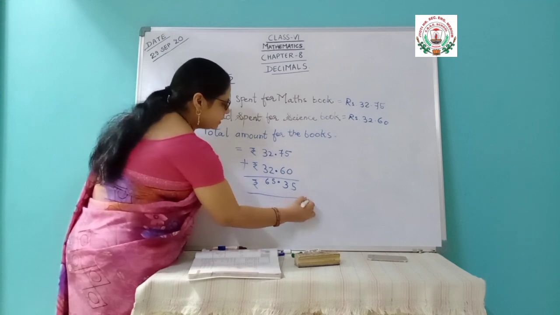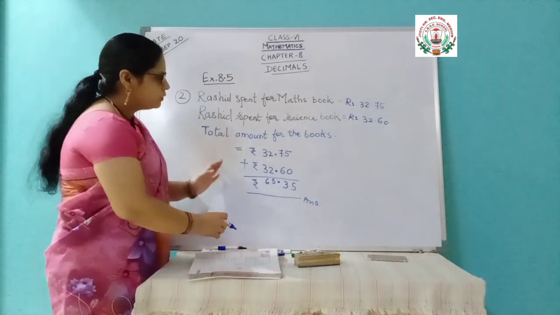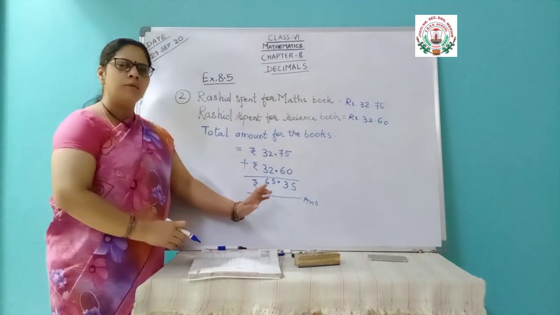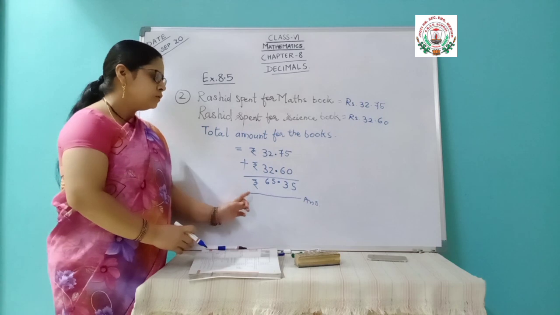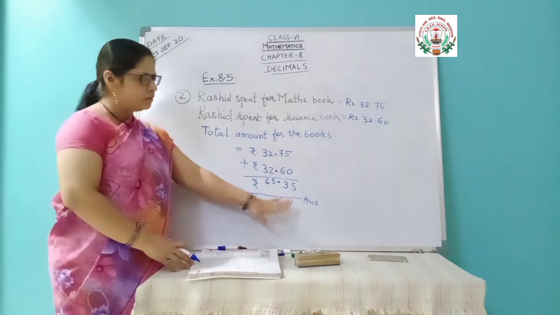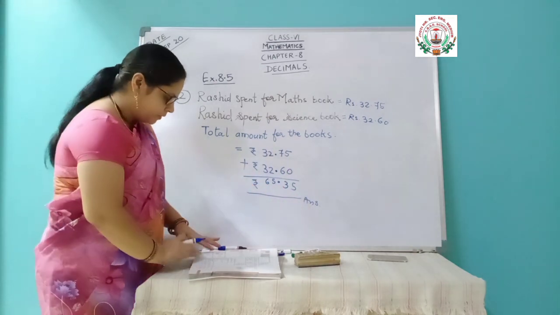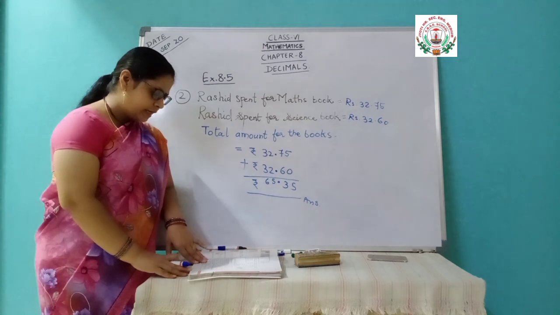Just like this you can leave the answer, or else again one more sentence you can write down. So the total amount for both the books is rupees 65.35. Like that, again one sentence you can write down, or up to this you can just add and write here as answer. Okay. Now the next question.